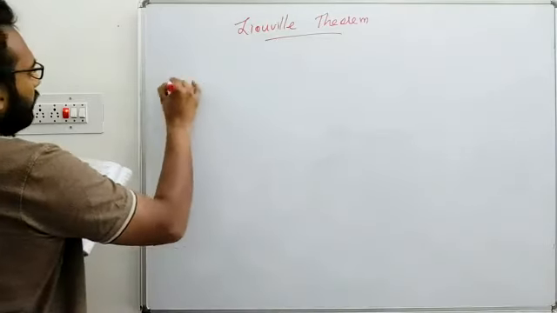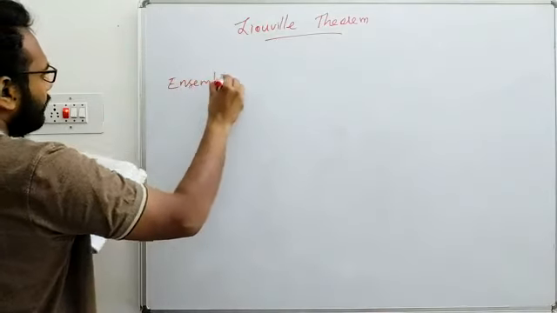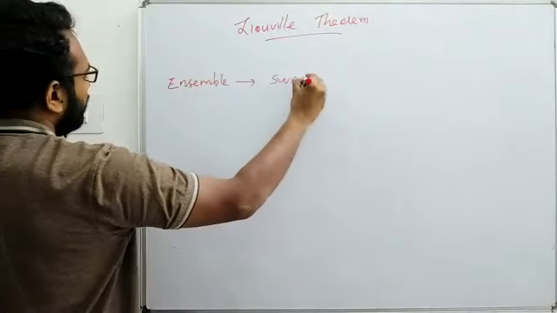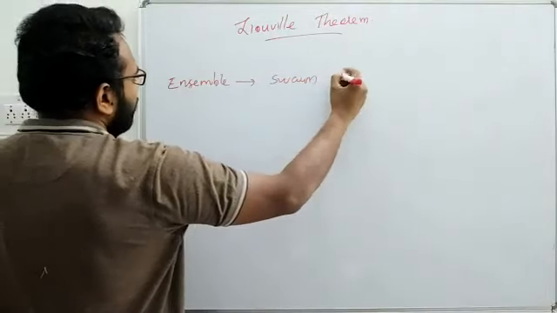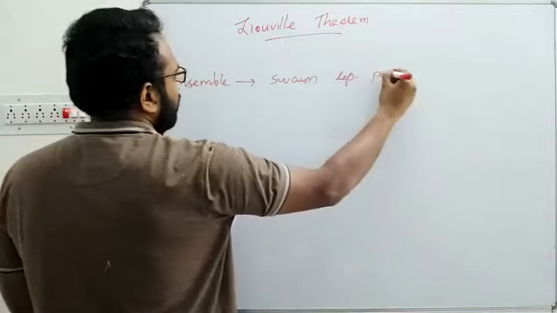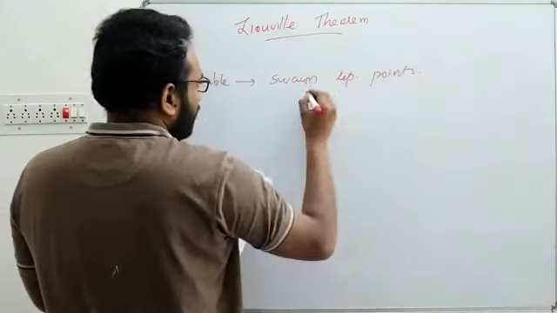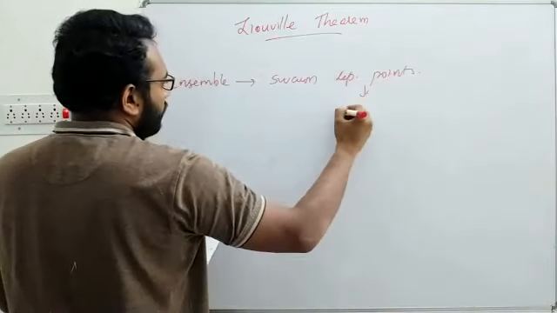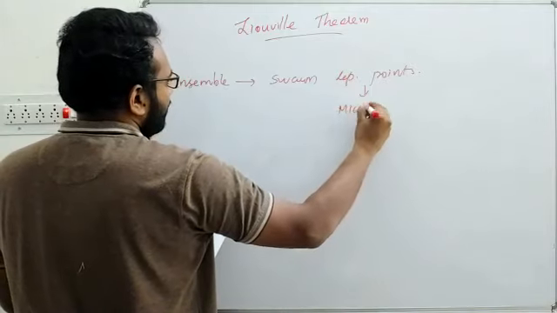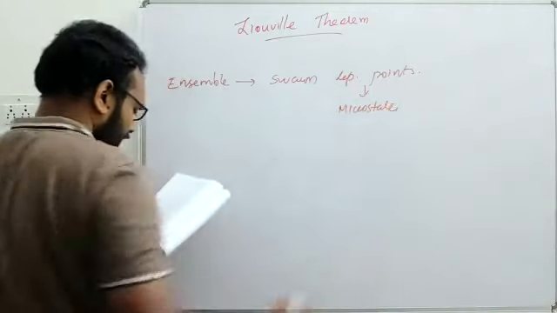So what I wanted to say is that we talk about an ensemble, and an ensemble can be seen as a swarm of representative points, a collection of representative points, each representative point corresponding to a different microstate. You might have seen this.